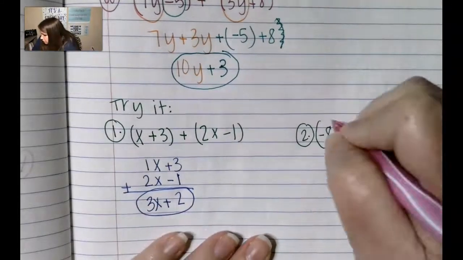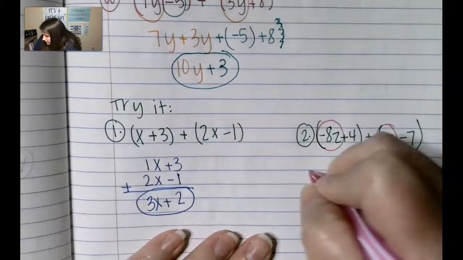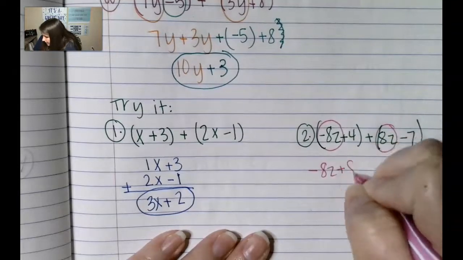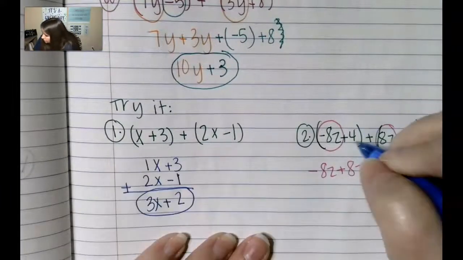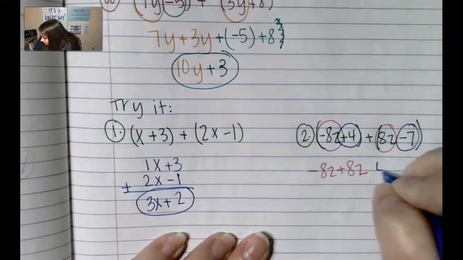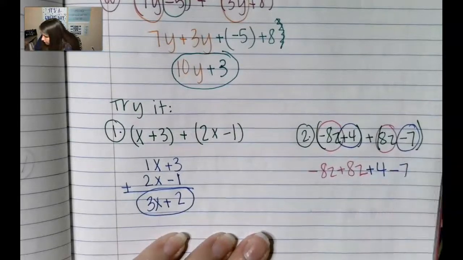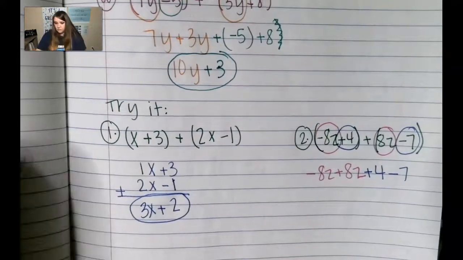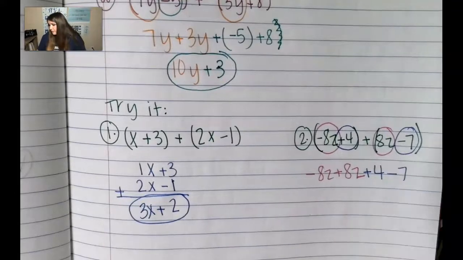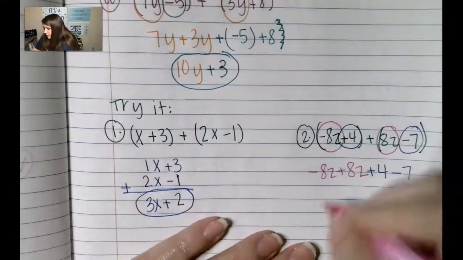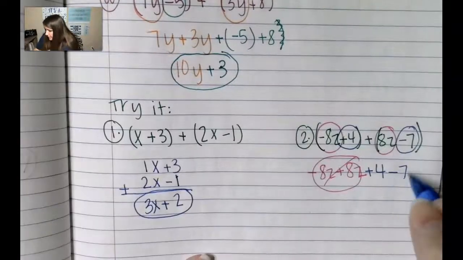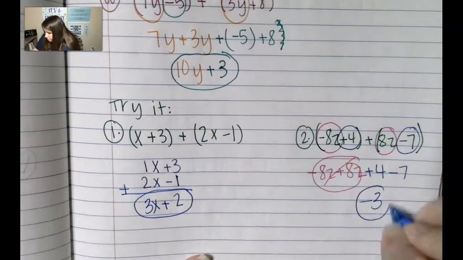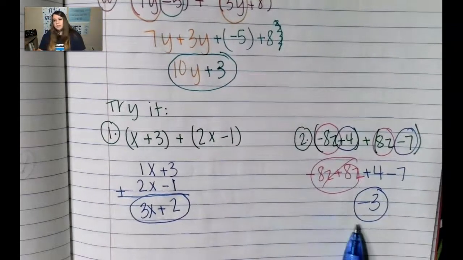Okay, so let's group the things that are the same. We have negative 8z plus an 8z. And then we have 4 and negative 7. 4 minus 7. All right, if I have a negative 8 and a positive 8 with the z's, those cancel out and go away. So all I am left with is 4 minus 7, which is negative 3. So I have no z's left, but I do have negative 3.